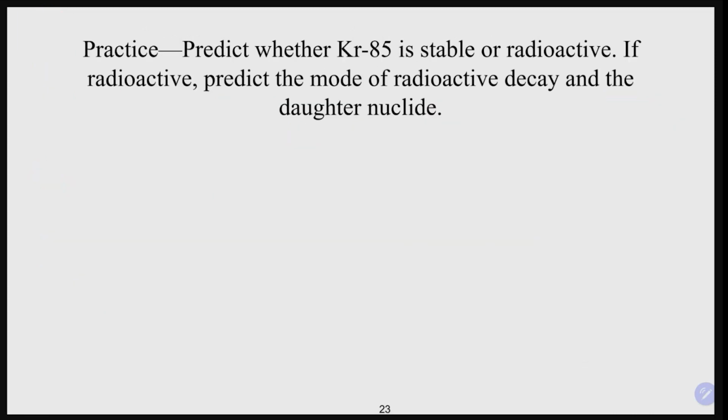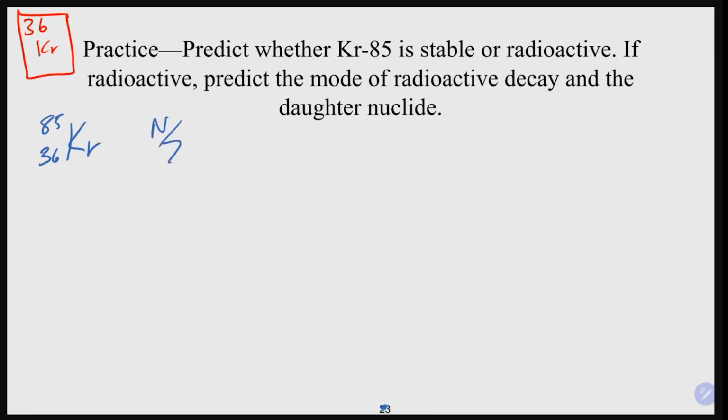Krypton 85. Again, is it stable? And if not, write the reaction for what will happen. Krypton, I believe, is 36 there on the periodic table. This one, so once again, we're going to start with our numbers here. So that's going to be 85. That's going to be 36.